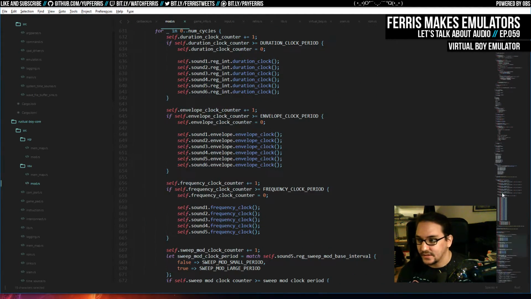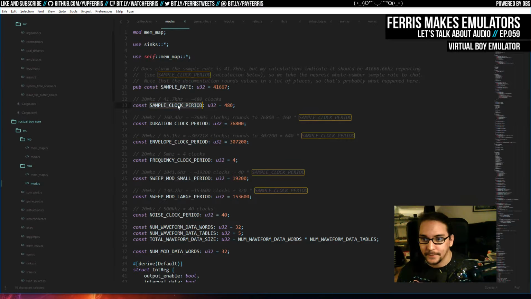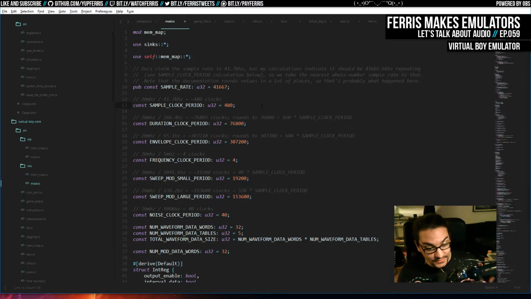In this case, because the Virtual Boy main clock runs at 20 megahertz, 480 of those clock ticks would be our sample rate of 41.6 repeating kilohertz. So that's where those numbers come from. We take the input clock that has a rising edge and a falling edge 20 million times a second, divide that by 480 with this basic counter, and only do our logic when the counter's current value is 0, or goes to 0, that is. Then, yeah, that's what we get.